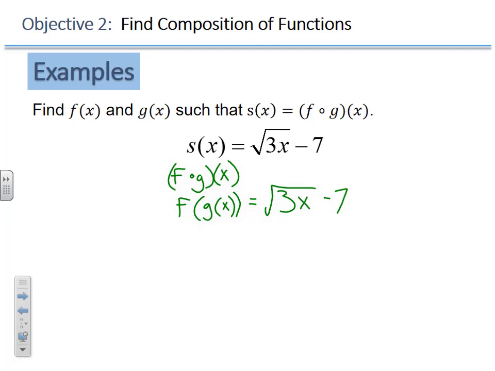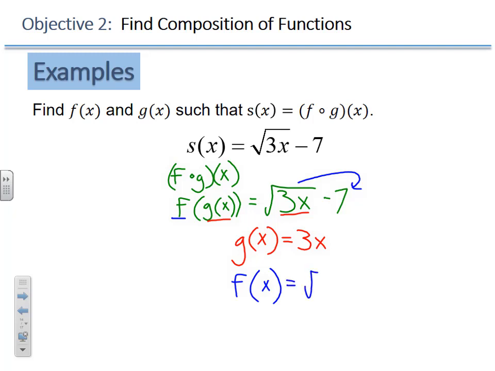There's more than one way you could break this down, but one way would be to say our inner function, g of x, is 3x. And so we could conclude that g of x would be 3x. And then we could go ahead and say that our outer function, f, is taking the square root of our input and subtracting 7. And so f of x would be equal to the square root of our input value minus 7.